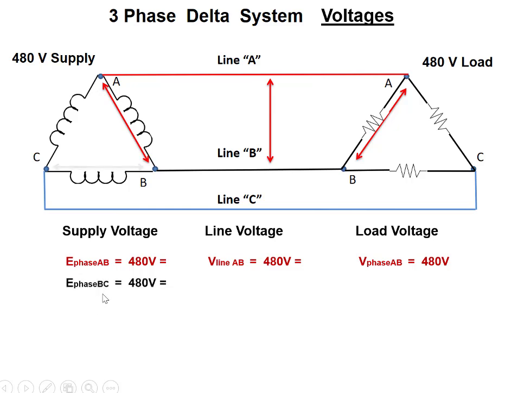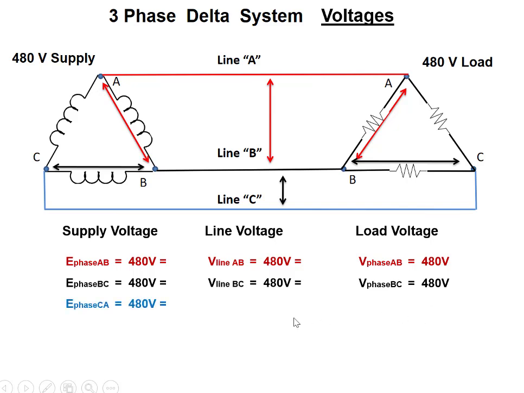For phase B to C, the voltage produced by the winding in phase B to C is 480 volts at my generator. That is connected across line B to C. So the phase voltage at the generator equals the line voltage leaving the generator for B to C. It also equals the voltage connected across the resistor in phase B to C at the load. So again, line voltage and phase voltage are the same. The same goes for phase C to A.